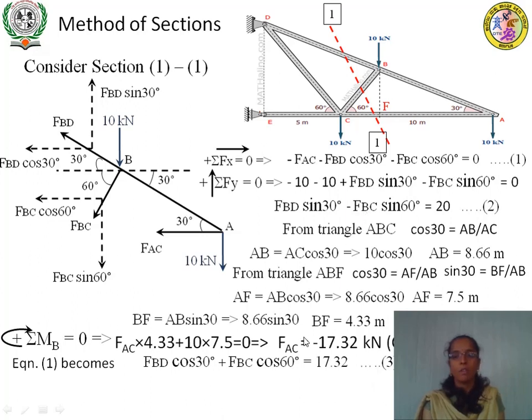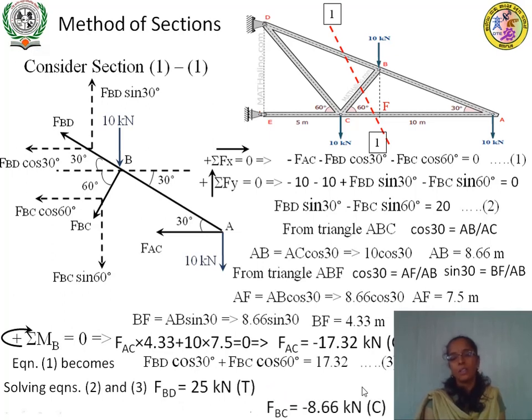So let us solve equations 2 and 3. Solving equations 2 and 3 gives FBD, force in member BD, as 25 kilonewton and force in member BC as minus 8.66 kilonewton. So we have found force in member AC, BC and BD by using method of sections. You can cross check with the values we have obtained using method of joints. They are similar to the forces we obtained using method of joints. So that completes this method of sections.